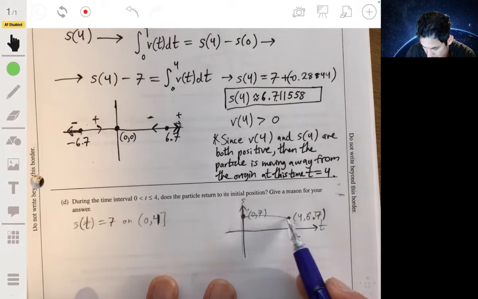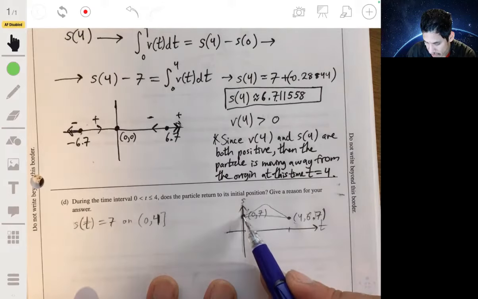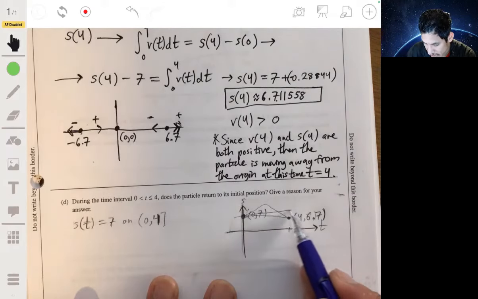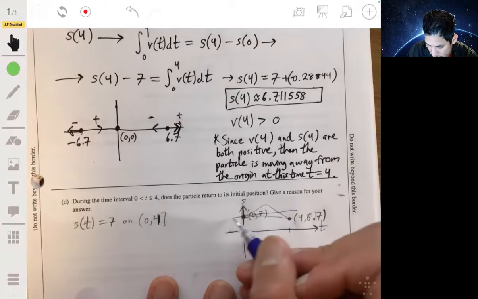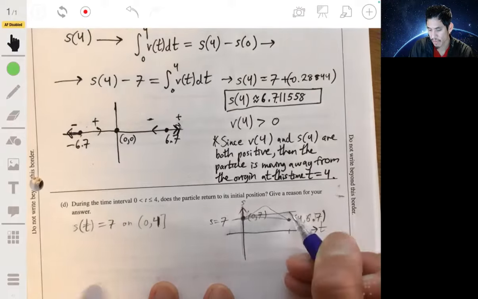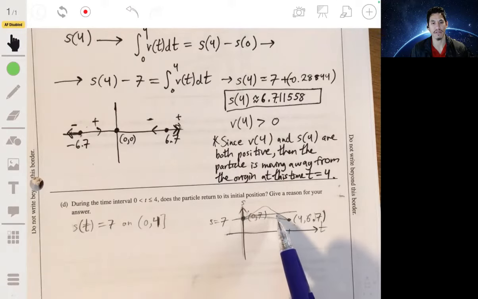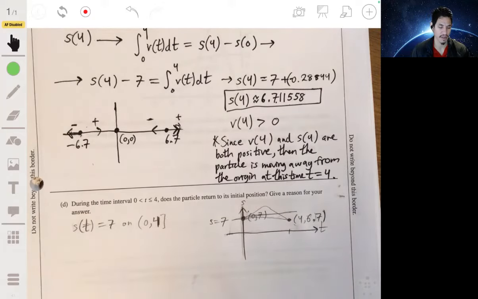That's one way. But if we can show that it climbs up at any point, it has to then go back down to get to here, which means it has to pass through the line s equals 7. It has to pass through 7 again if it climbs above 7 at any time between 0 and 4. So that's where the intermediate value theorem is applied.